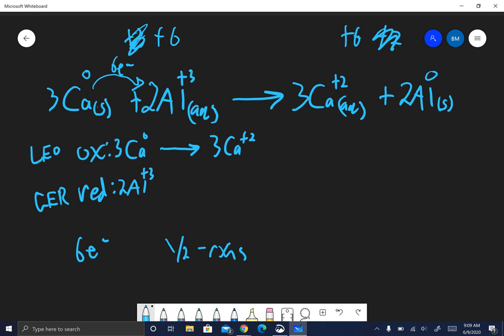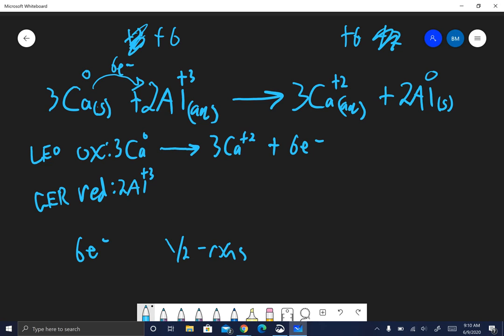Now we have to show how that happens. The reason this is positive 2 is because the calcium 0 lost 2 electrons. So over here I have to show losing, exiting, right, exo on the right, getting rid of 6 electrons. Why 6? Each Ca loses 2. There's 3 of them, so that's 6 electrons total. The other reason this is 6 here, 6 negatives, 6 positives add up to 0. So this is called an oxidation half reaction.